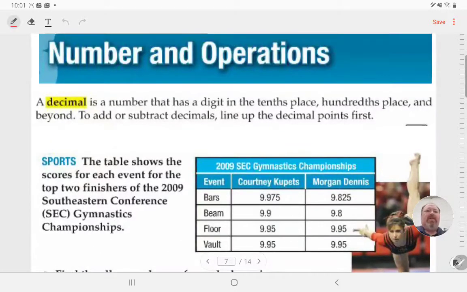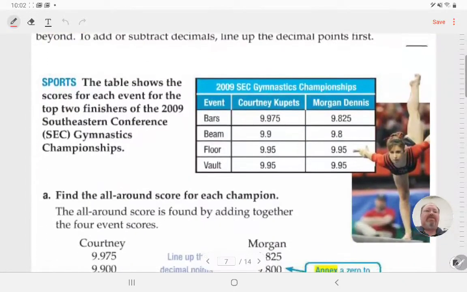Now, let's go through number and operations. A decimal is a number that has a digit in the tenths place, hundredths place, and so forth. You can add and subtract decimals. Line up the decimal points first. All right, so let's take a look.